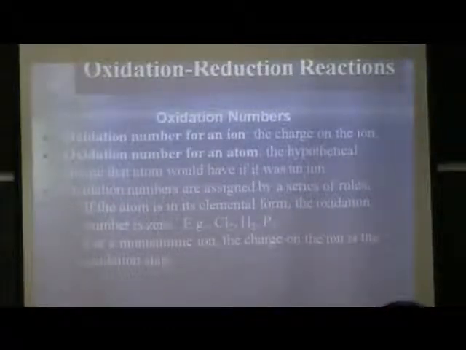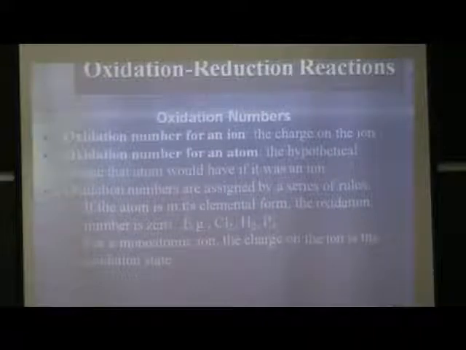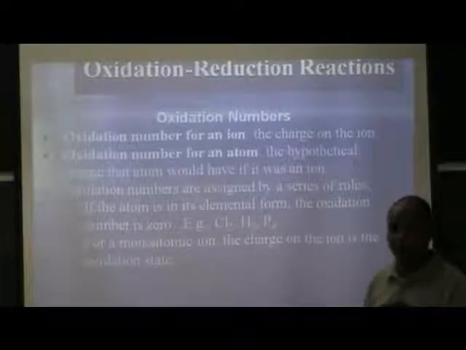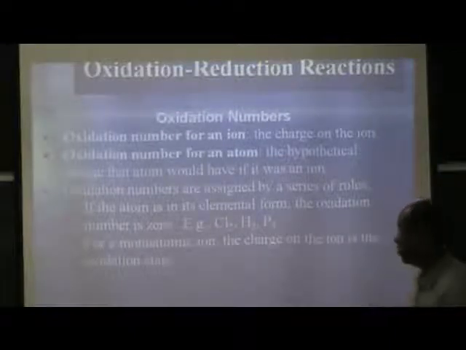Like, for example, you take magnesium. Magnesium is a monoatomic ion, right? What is the charge of magnesium? Magnesium has a charge of +2 because it is in group 2. At the same time, its oxidation number is always +2.